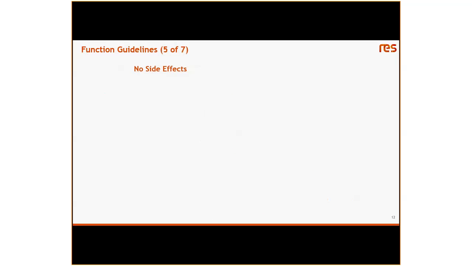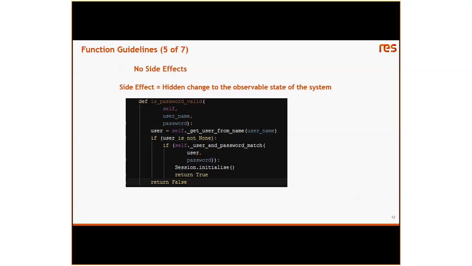The fifth of the guidelines is no side effects. And what we really mean here is no hidden side effects. So if you're trying to carry out an operation, you don't want it to have a side effect of changing a part of the state of the system that you wouldn't expect it to. It's a bit difficult to find examples of that in our code because we've done a pretty good job so far. But here's a standard example of a function that's checking whether a password is valid. And can anyone spot the hidden side effect in this function?